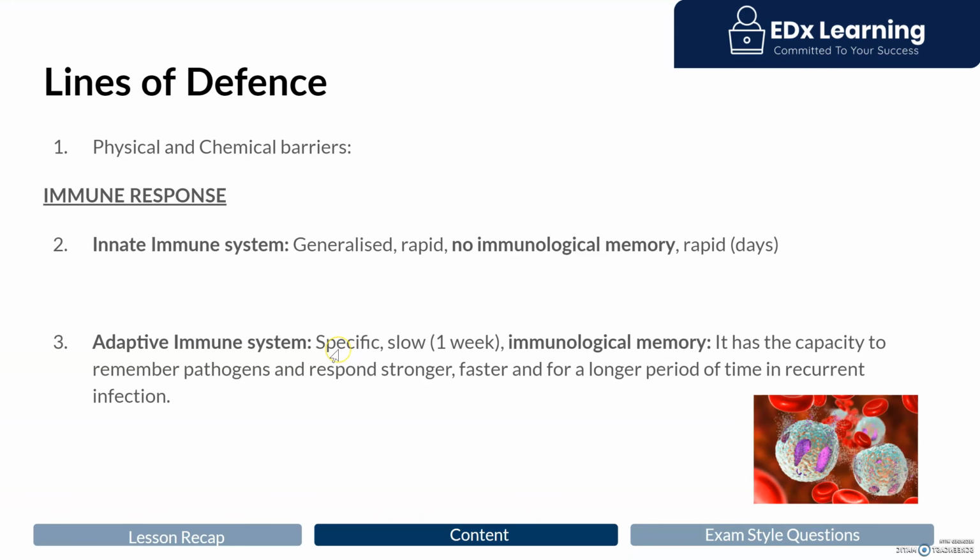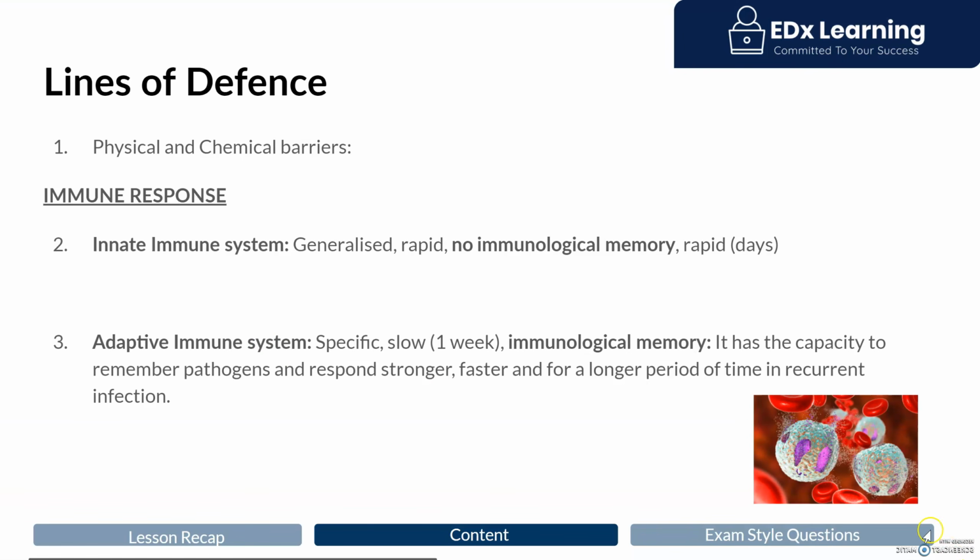Now, immunological memory is so fascinating. It's almost like the memory that we have in our brain, but the cells of our immune system have this ability to remember a pathogen, remember the marker molecules that make up that pathogen, and respond stronger to it. And we actually manipulate immunological memory when we use vaccines, which have arguably been the greatest invention to mankind.